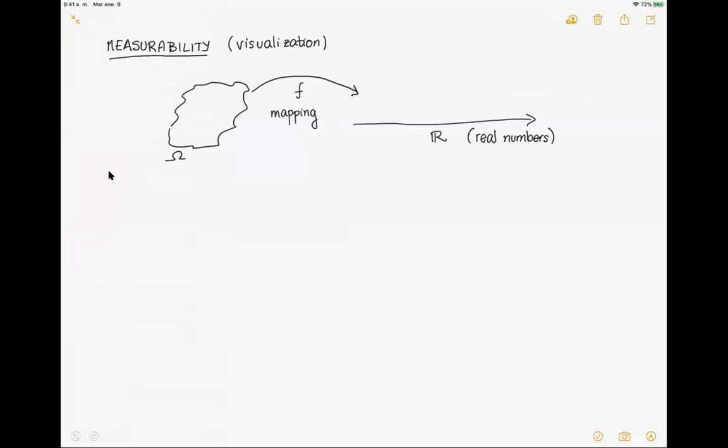First of all, a mapping from the space omega, that doesn't even need to be a numeric space, it can be anything, into the reals. So these are the real numbers. So we have a mapping that takes elements omega in omega and assigns a real number to each of the possible outcomes. So what we're asking for is, given an interval in the reals, we are asking for the pre-image omega such that the mapping is in this interval.